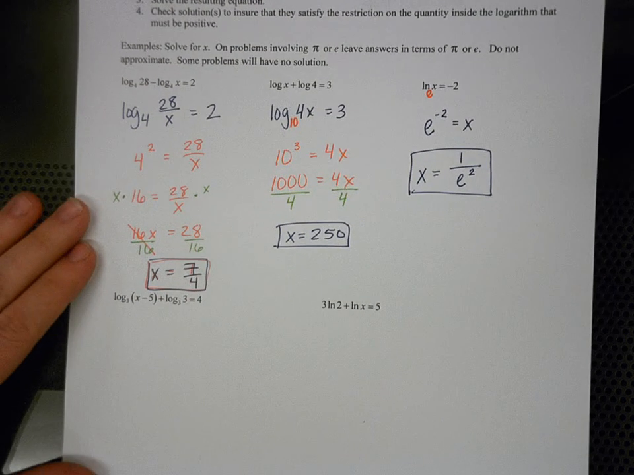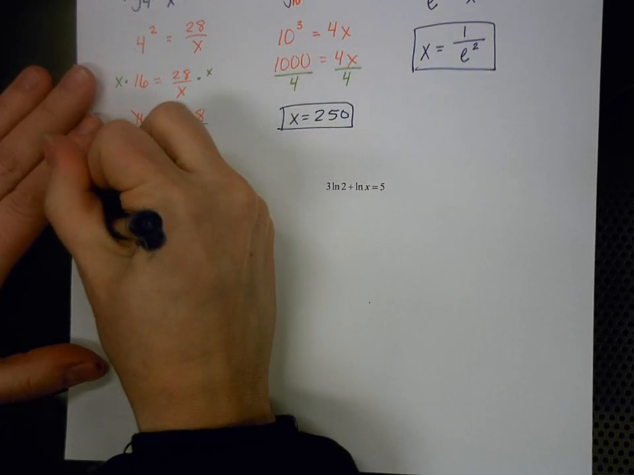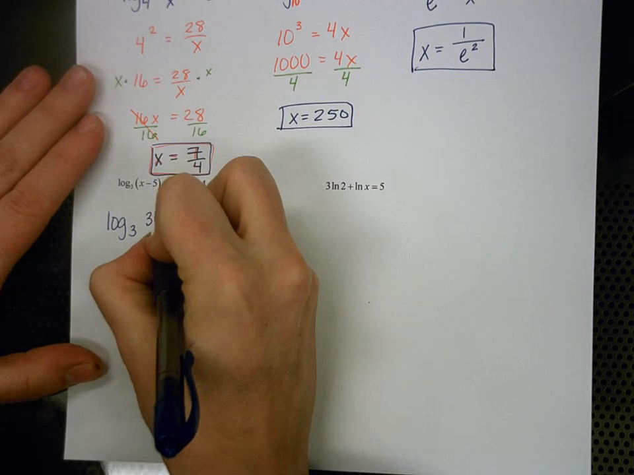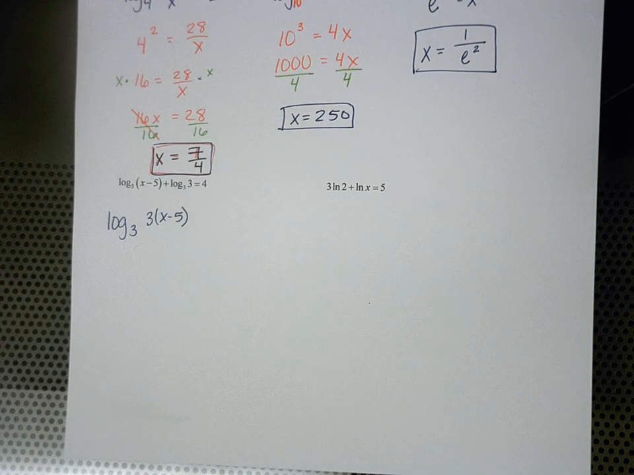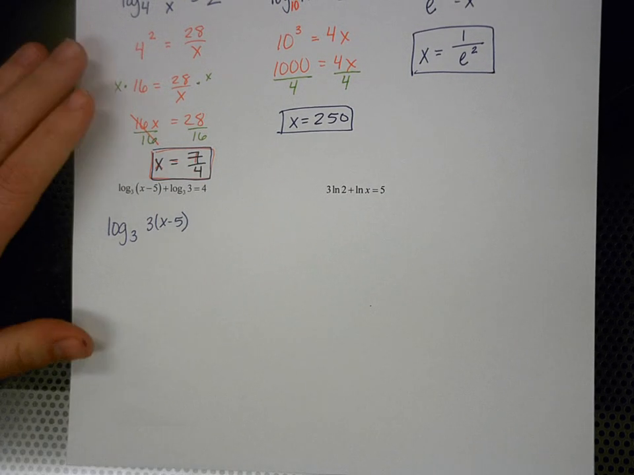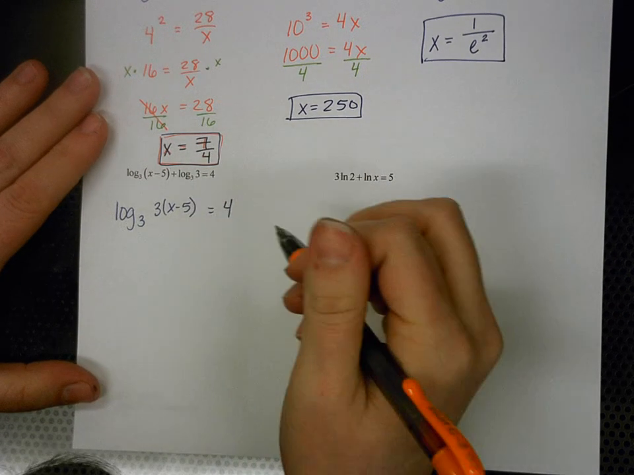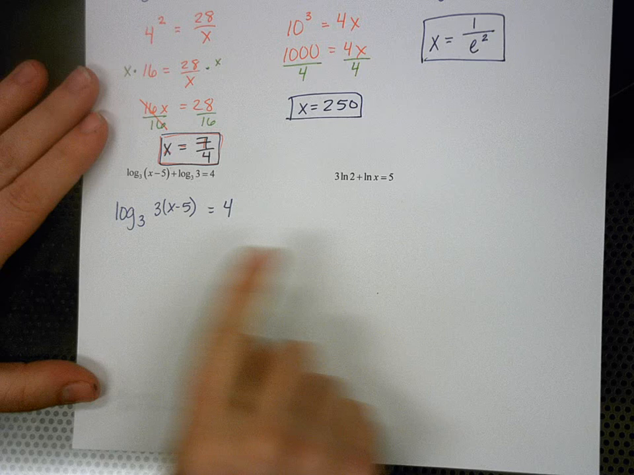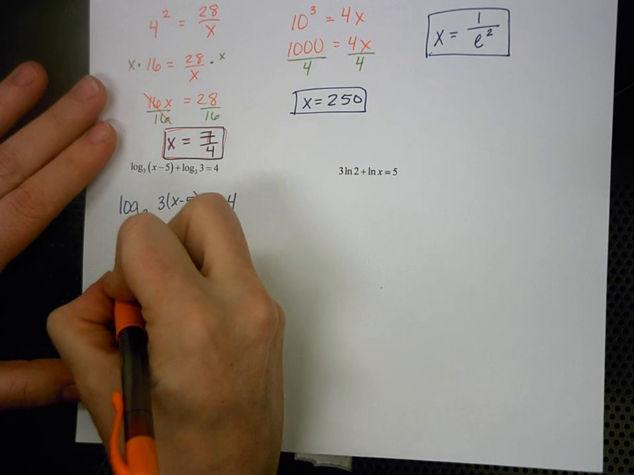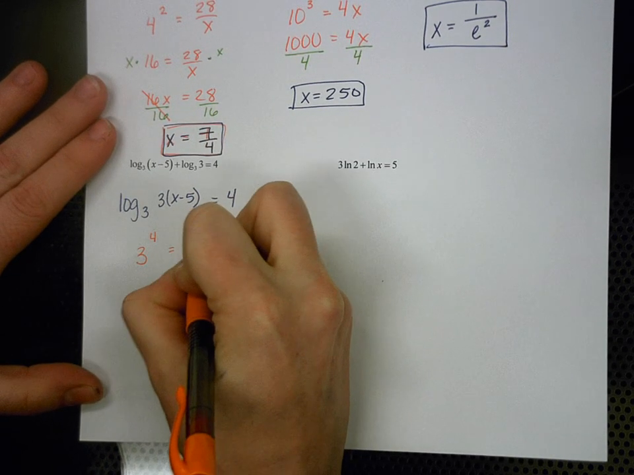All right. Next one. Condense as much as you can. So log base 3. Addition means multiply. So you're doing 3 times x minus 5. You can do x minus 5 times 3. We always usually put our constant out in front so we can distribute it through. When you have 1 log left, you can change to exponential form. So 3 to the 4th power equals 3 times x minus 5.